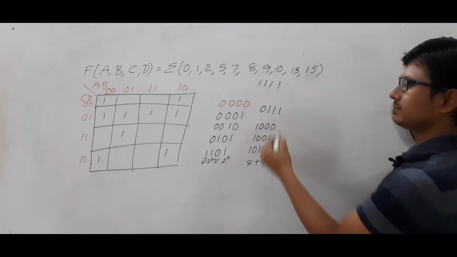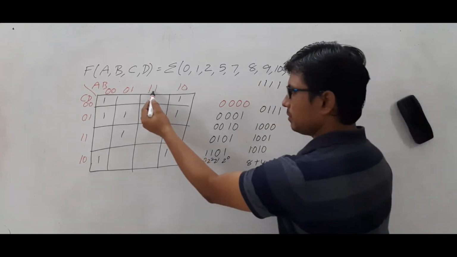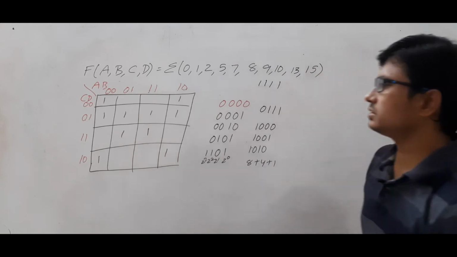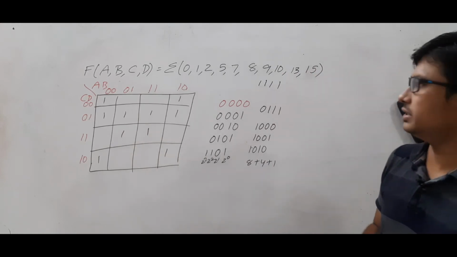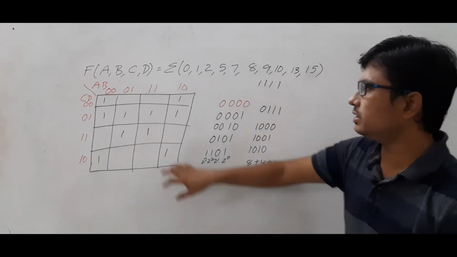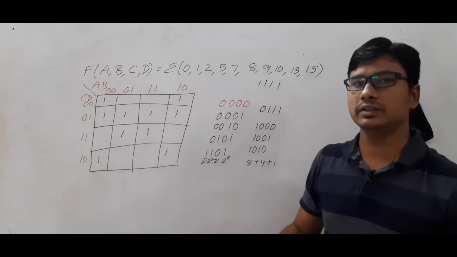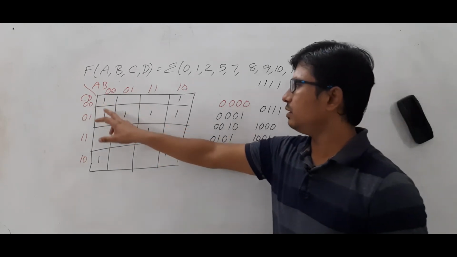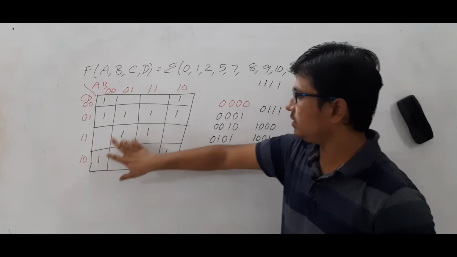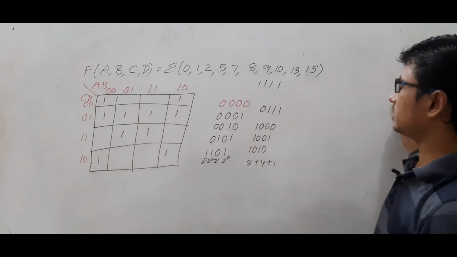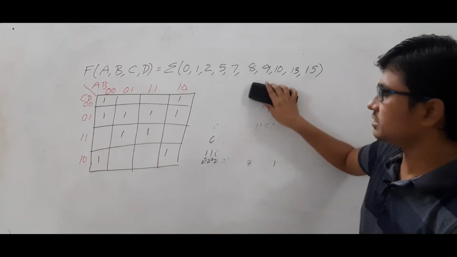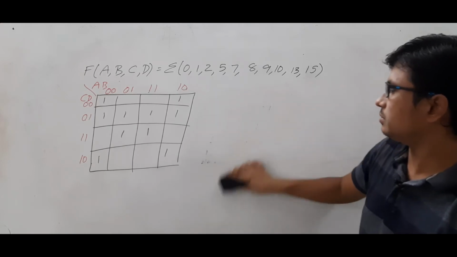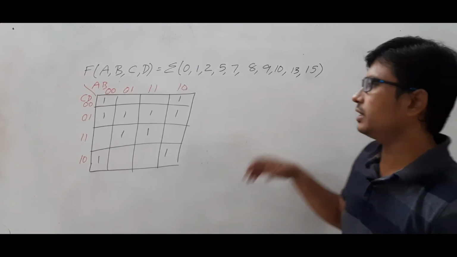15 is what? 4 ones, 1 1 1 1. So this is the position. There should be 10 ones, because 10 min terms are there, and each term should be covered in the K-map. Okay, 10 are there. So step 1 is completed, because all the min terms should be covered in the K-map.